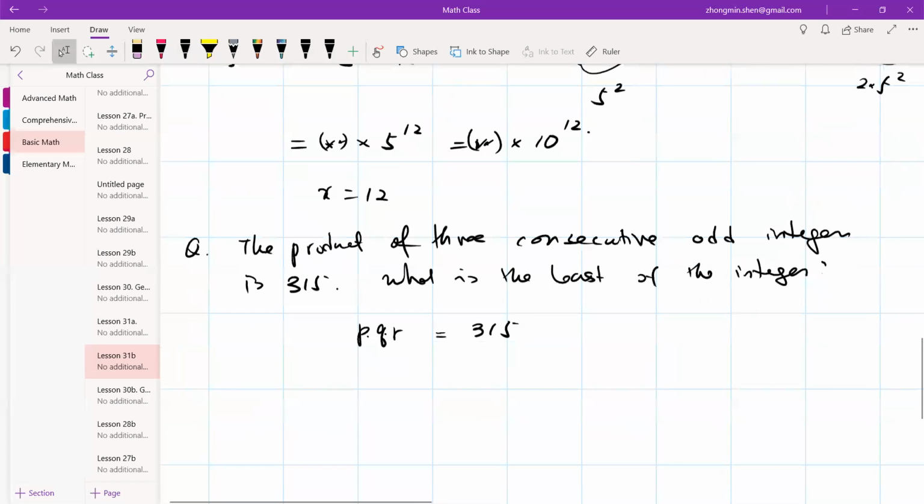You just work backward. You factor 315. First of all, it is divisible by 5, but you can also see that it's divisible by 3. You can use a calculator to quickly factor this. Okay, so 315 divided by 5.